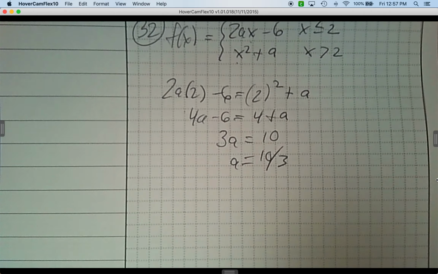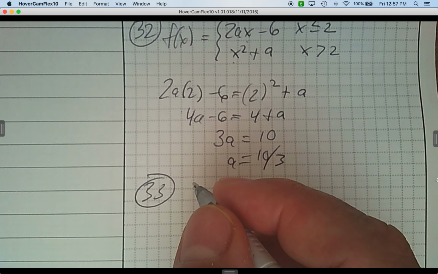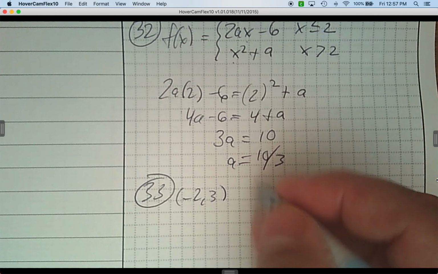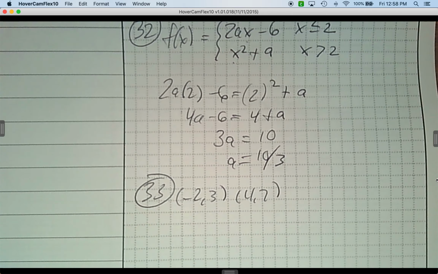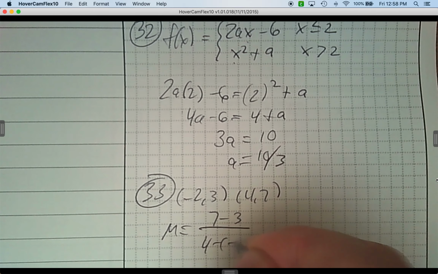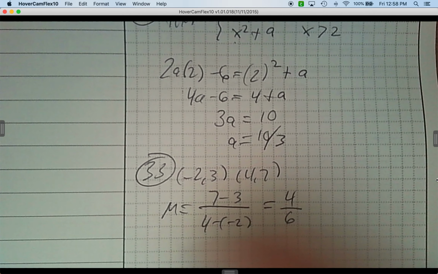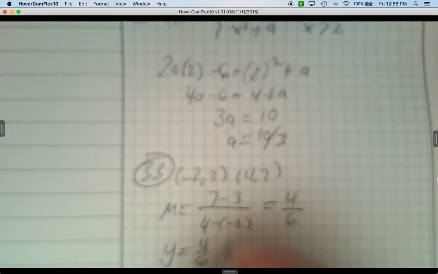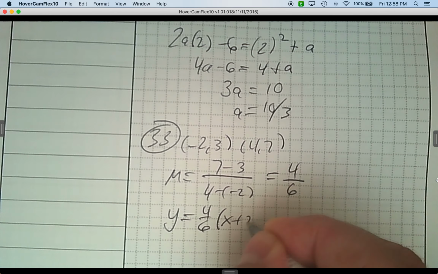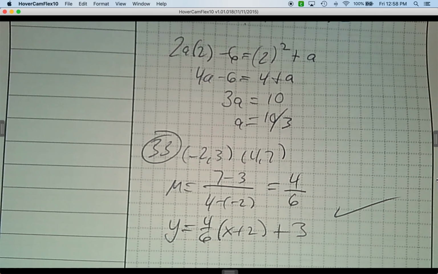Number 33. Find an equation of a line through 2 points. Oh man, beginning algebra, not everything was so simple. So through 2 points, slope. So the change in y and the change in x, so we can find the slope. We don't need to simplify it down. And then the equation would be the slope, and then you'd have to take one of the points. So I'll take the first one. That's x plus 2 plus 3. Man, if it wasn't all so simple.